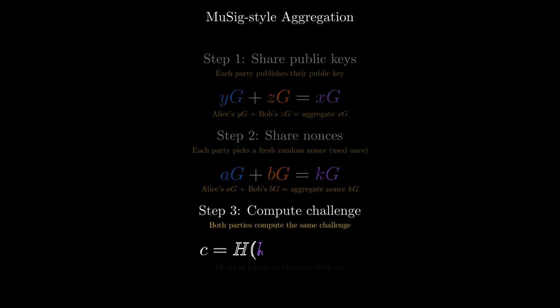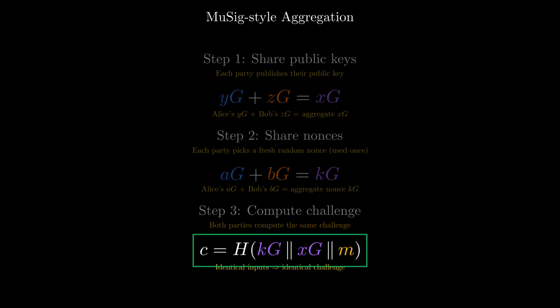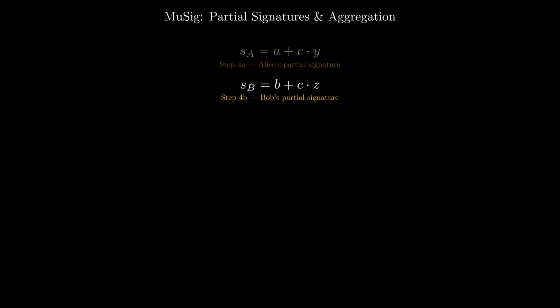Step 3. Both parties compute the same challenge. C equals the hash of the aggregate nonce, the aggregate key, and the message M. Identical inputs produce an identical challenge on both sides. Step 4. Each signer produces a partial scalar. Alice computes S sub A equals A plus C times Y. Bob computes S sub B equals B plus C times Z.